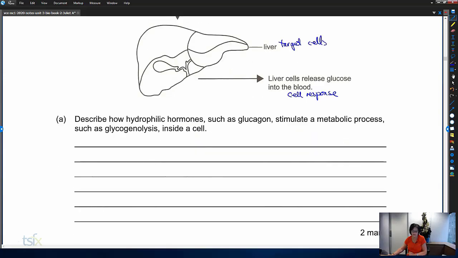Okay, so here's the question. Describe how hydrophilic hormones, like this one, stimulate metabolism, like this, inside a cell. So we're talking about the hydrophilic start. They're asking you to explain a hydrophilic hormone action. So the first thing you've got to do is talk about how it's going to attach to a membrane receptor.